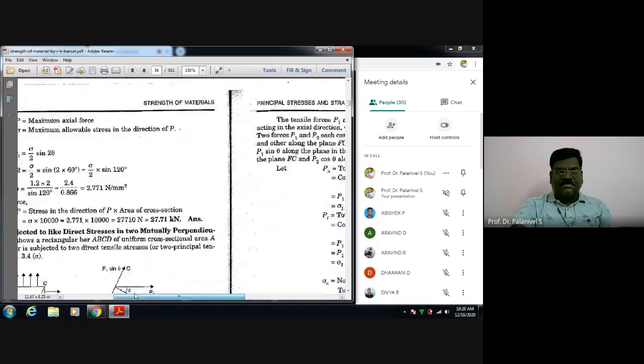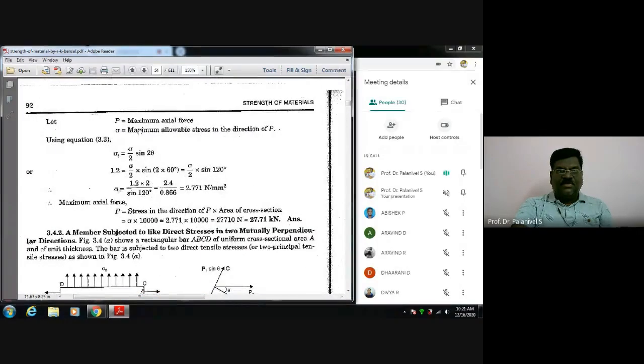Therefore, sigma t equal to sigma by 2 sine 2 theta. So 1.2 is equal to this much. From this, sigma is found to be this much. Therefore, maximum axial force P equals the stress in the direction of P into area of the cross section. The normal stress you computed, into area of cross section, will give you the safe axial pull. So if you apply this much force, the shear stress induced will not exceed the permissible value. That's the meaning of it.